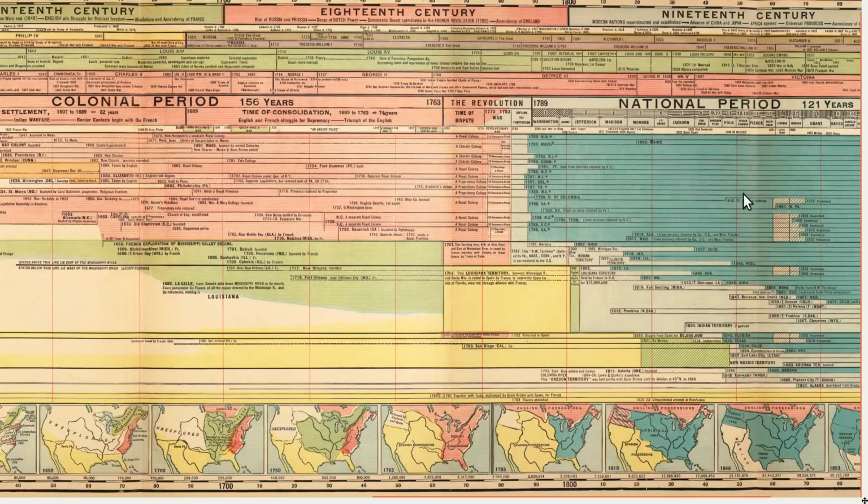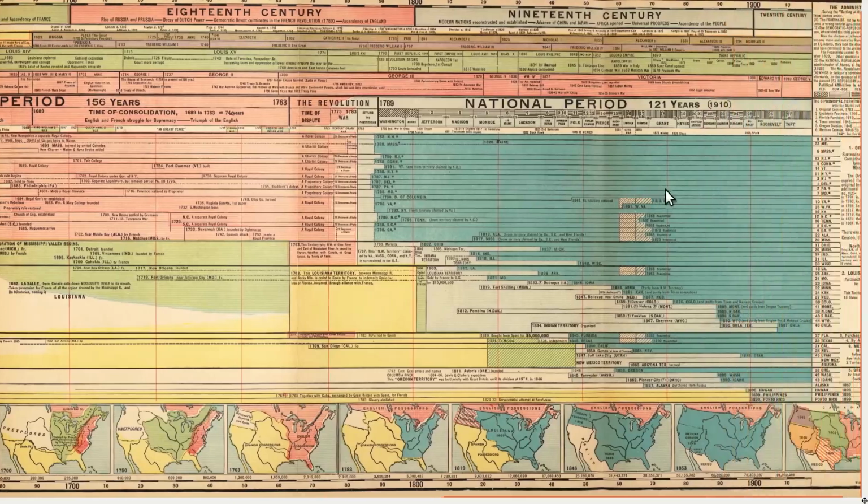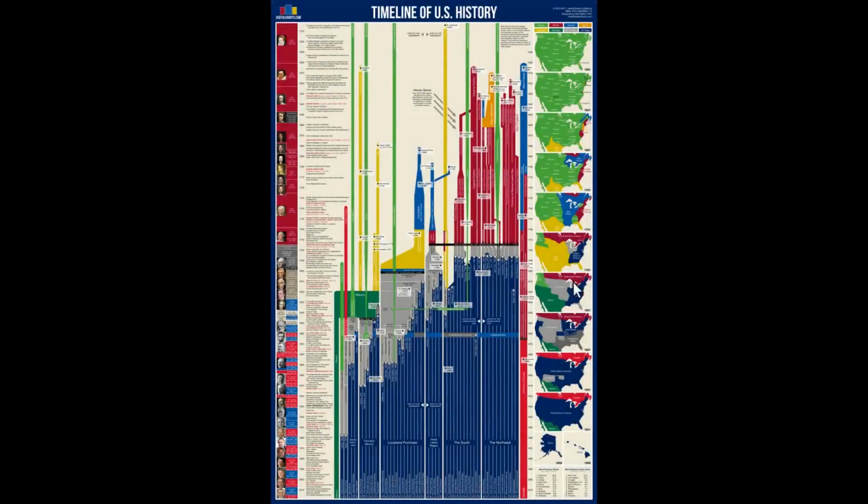But it only goes up until 1910 when this chart was published. So my own chart is sort of an updated, reimagined version of the older chart using a vertical format.